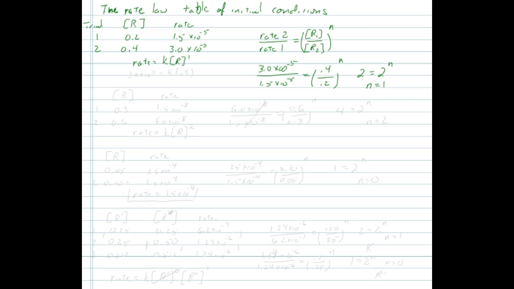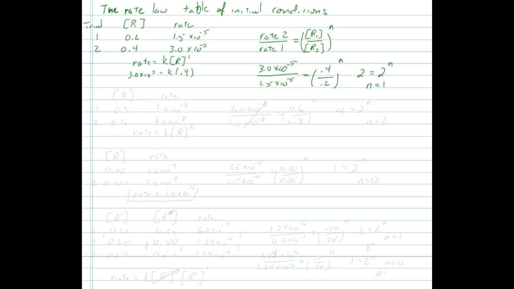If you want to find out what the value of k is, you substitute the rate, 3 times 10 to the negative 5th, equals k, 0.4 to the first. Solve for k, and that will give you the value of the constant, and then you can rewrite the law with the constant in there. So that's how you do these. And it's just a matter of working through and doing some math.